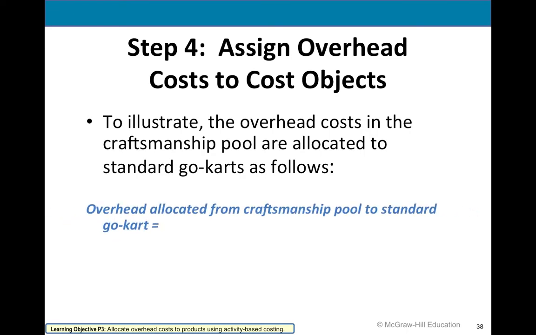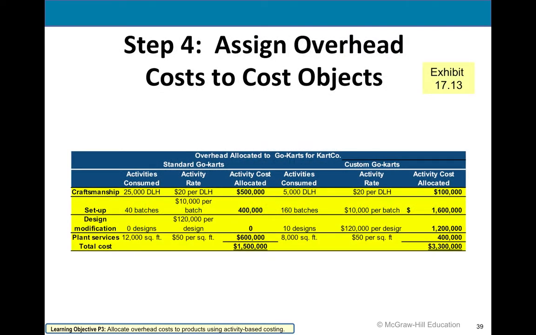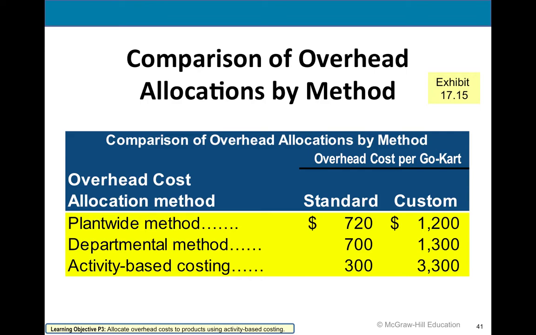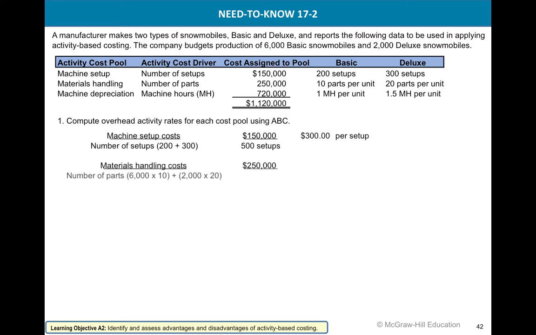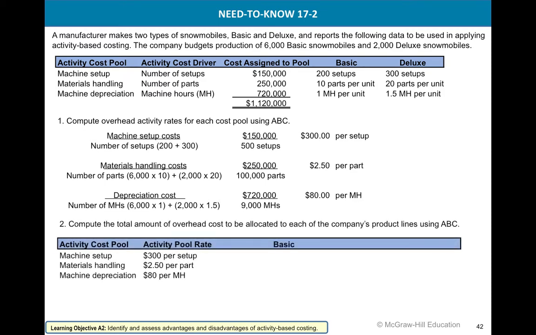Again, here, illustrate for the go-karts, for example. 25,000 direct labor hours at $20 per direct labor hour. And the overhead cost to cost objects. And compare, it says there right now. If you notice, each one will be a little different because they all take different things into consideration, the standard or the custom go-karts. And again here, in example 1, each activity will be different, from parts to machine hours and so on. Activity basis.